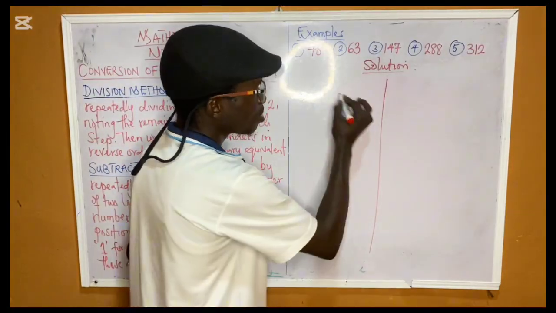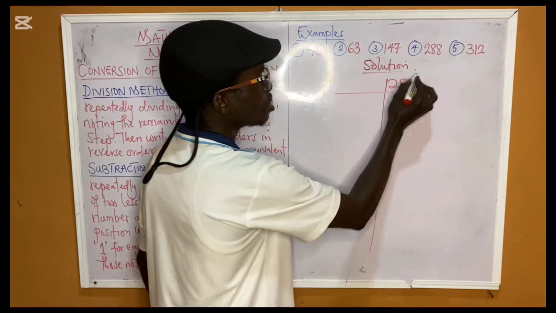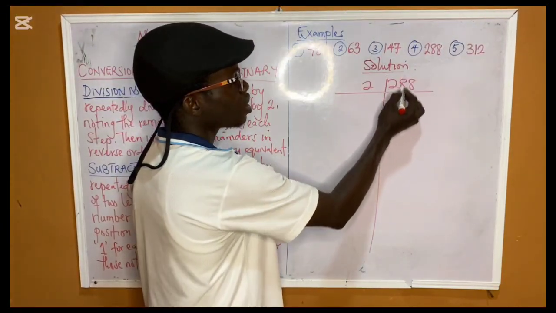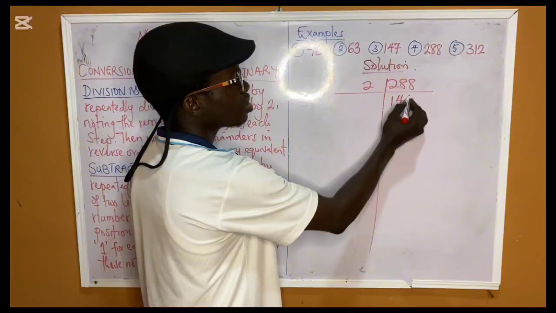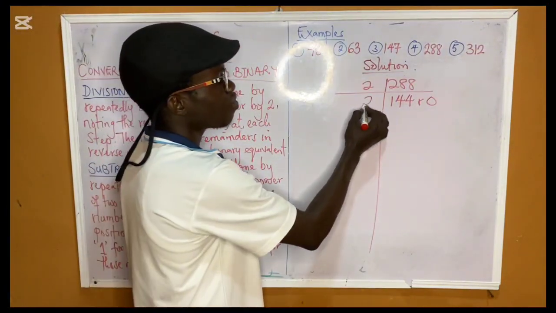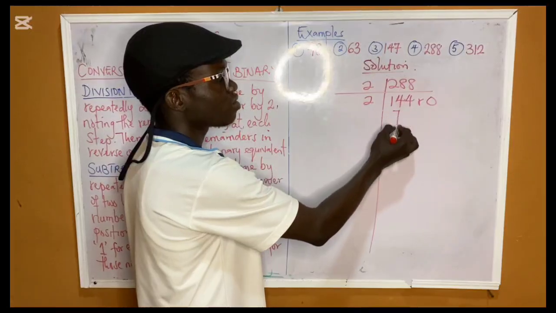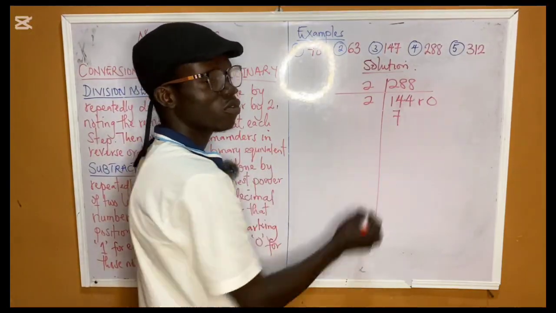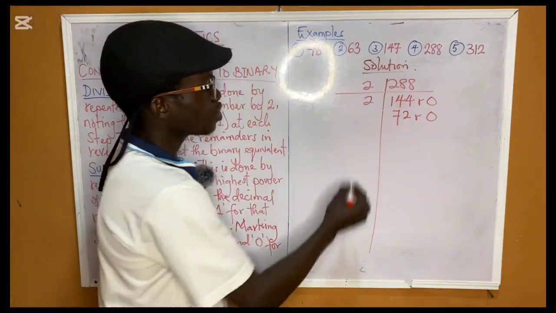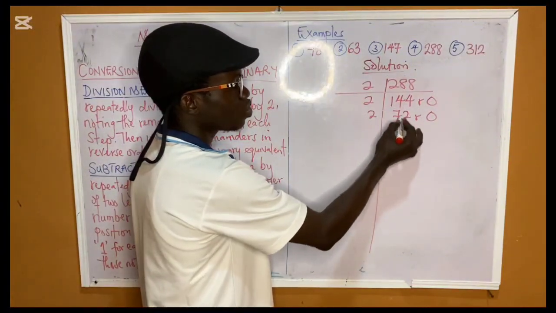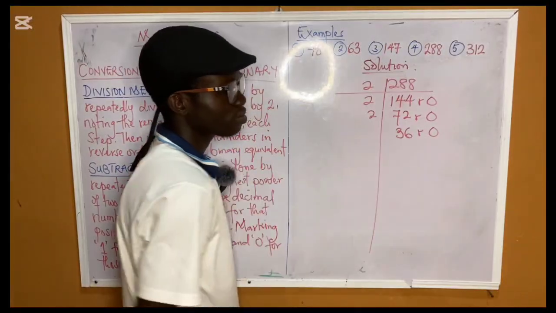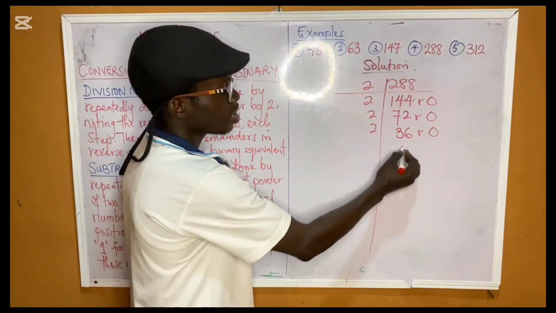We have 288. We divide it by 2. 2 in 288, that is 144, remainder 0. 2 in 144 is 72, remainder 0. 2 in 72, that is 36, remainder 0. 2 in 36, that is 18, remainder 0.